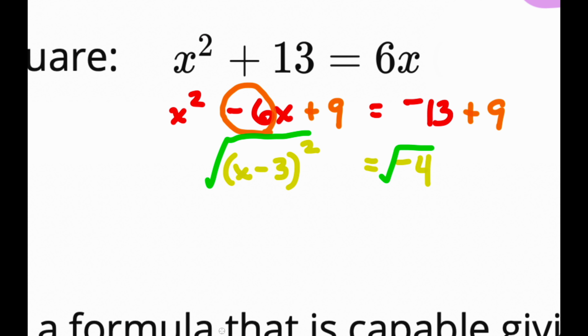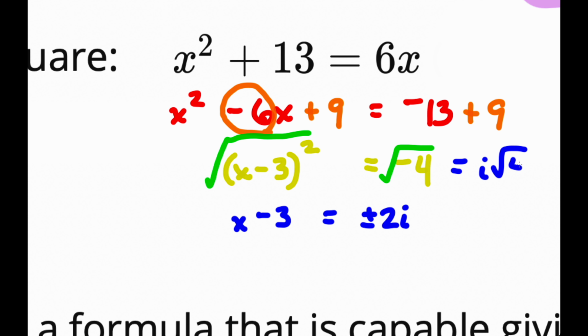Oh my gosh, I have to do the square root of a negative. That's going to be an imaginary number. And it is. So this is really plus or minus 2i, because this is actually equal to i times the square root of 4. Well, plus or minus i root 4, and that root 4 is equal to 2. So it's plus or minus 2i.